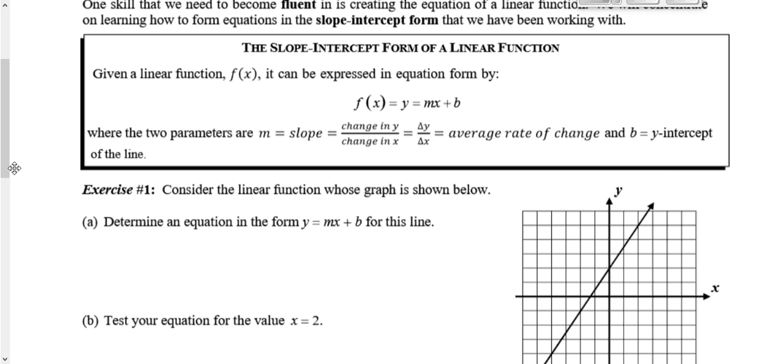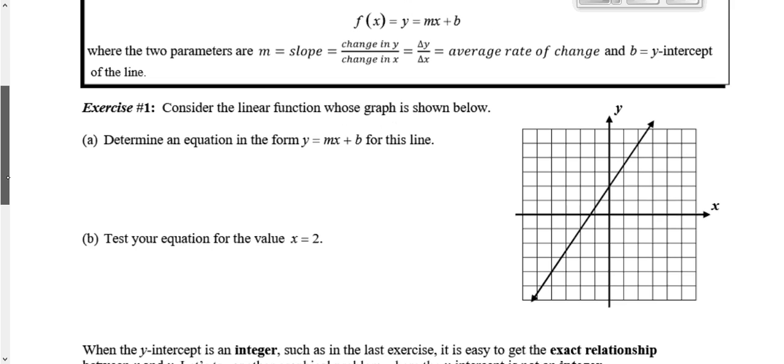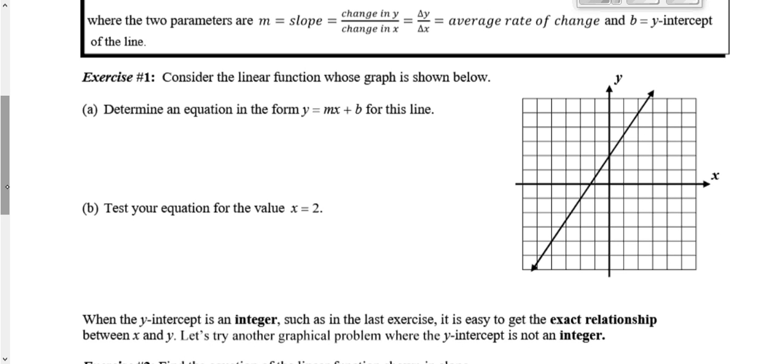So let's take a look here. We're kind of going backwards now, right? So they give us a graph of that line, and they want us to determine an equation in the form y equals mx plus b. Okay, so what 2 things do we need to write an equation in that form? We need m, yep, and b. That's the only 2 things we need.